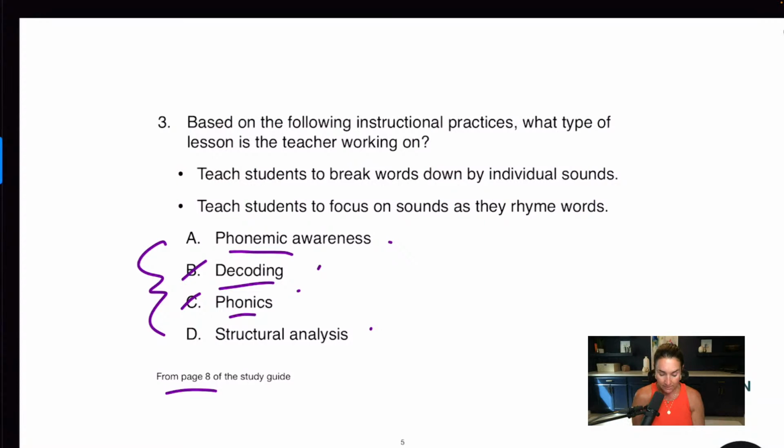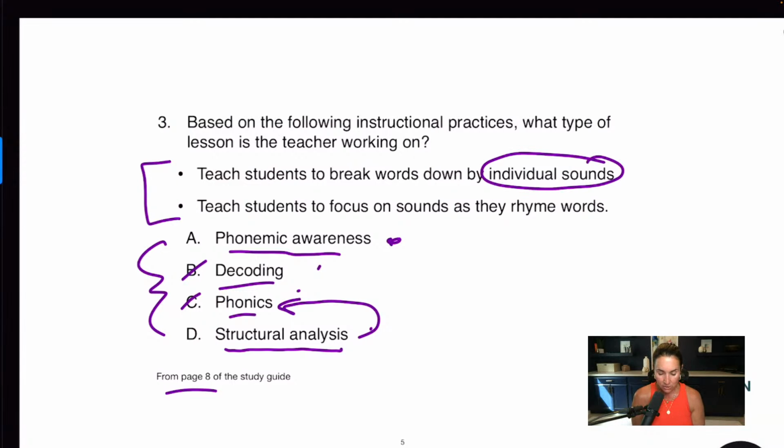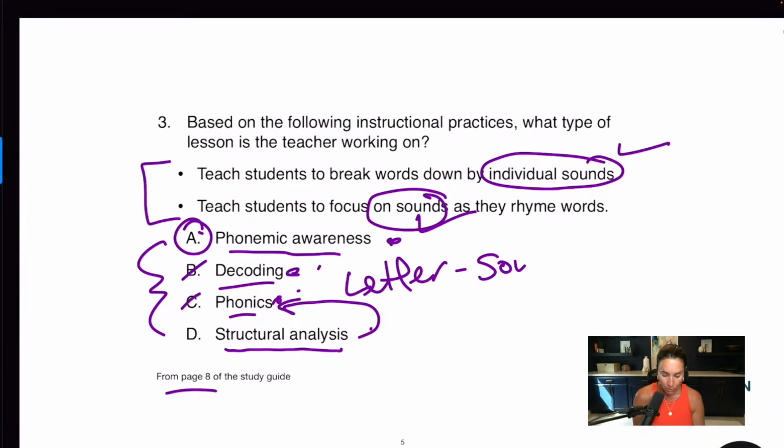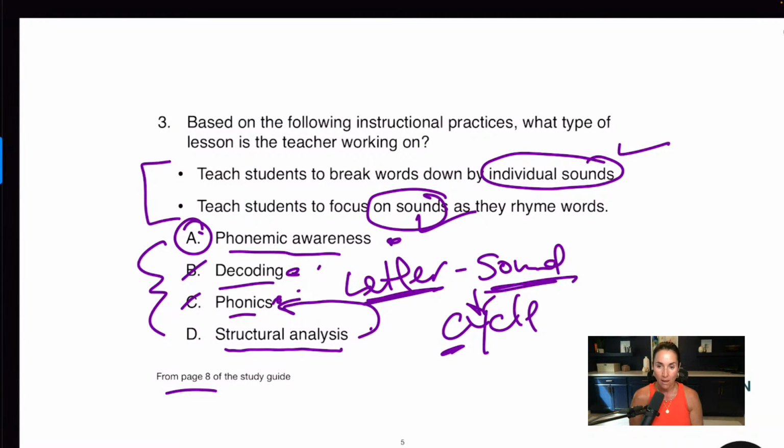Now, phonemic awareness is sounds only, and structural analysis is sort of a phonics skill. I'll leave it because it's not explicitly phonics, but phonemic awareness is standing out here. Let's have a look at the bullets, continuing to work backwards. Remember, always work backwards. Teach students to break down words by individual sounds. Teach students to focus on sounds. Sounds, sounds. What did I say before? Phonemic awareness and phonological awareness are all about the sounds in words. Decoding and phonics are letter-sound correspondence. You have to see the letter to understand the sound, like in cycle, right? I have to see the C and then the Y to know it makes an S sound in the beginning.